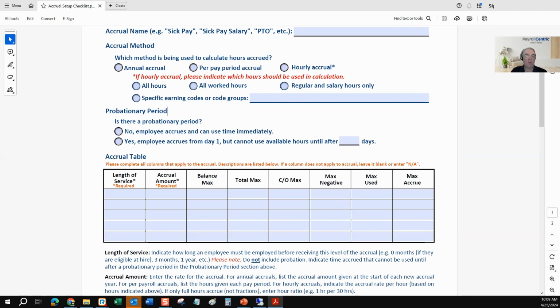And this is where we do it by when it starts, right? So it starts right away, or it starts in 12 months, or it starts in 24 months, that kind of thing. And then the accrual amount, that's going to be how much they accrue per accrual period, whether it's hourly, per pay period, annual, that kind of thing.